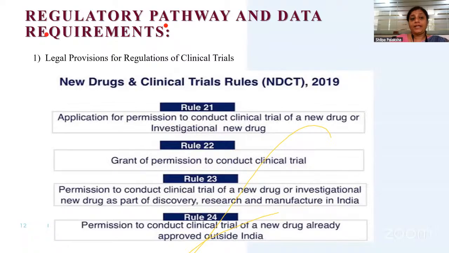So the regulatory pathway and data requirements are the legal provisions for regulation of clinical trials, where different rules come in. Rule number 21 tells you the application for permission to conduct clinical trial for a new drug or an investigational new drug. Rule 22 tells the grant of permission to conduct the clinical trial, and rule 23 tells about the permission to conduct clinical trial of a new drug or an investigational product. And rule number 24 tells the permission to conduct clinical trial of a new drug already approved outside India.